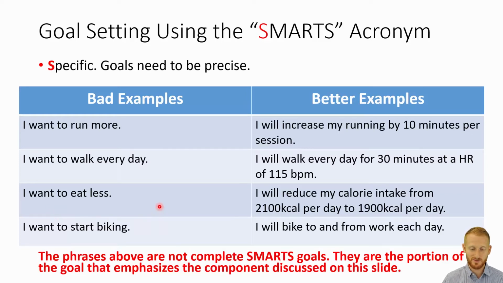So again, a more specific version of this, and this is where you come in. They come in and give you this vague, half-formed goal, and you guide them towards a SMARTS goal that fits their desired outcome. So I want to eat less can become, I will reduce my calorie intake from 2100 kcals per day to 1900 kcals per day. So you're cutting 200 calories a day out of their diet, and that'll likely lead to weight loss long term. Again, this is the first S for specific.